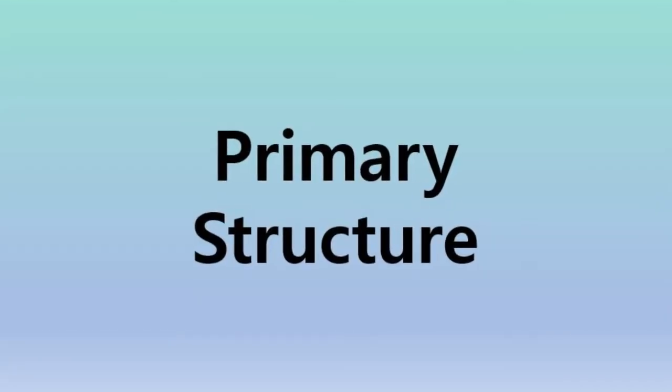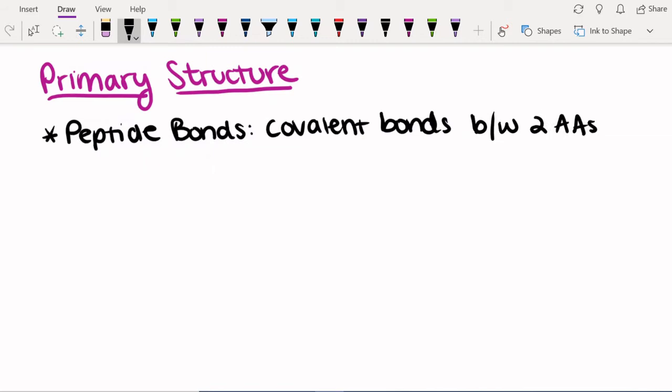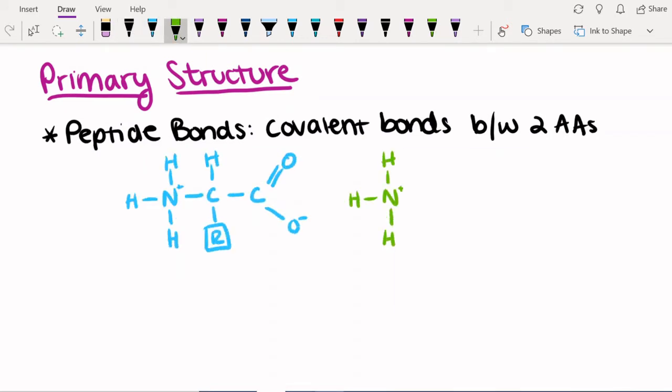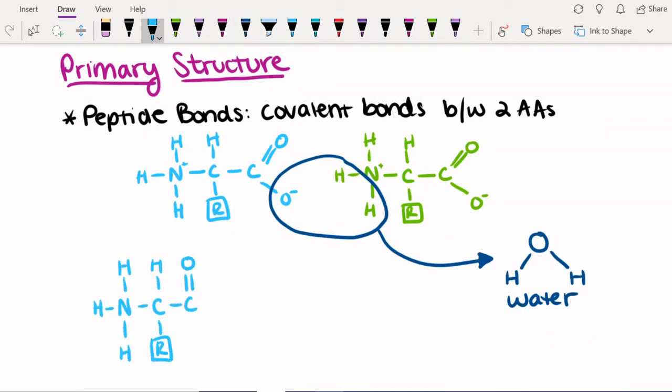Now, we're going to take a closer look at each level of protein structure, starting with primary structure. Primary structure, the chain of amino acids, is formed by peptide bonds. Peptide bonds are a type of covalent bond between amino acids. The peptide bond forms between the nitrogen from the amine group and the carbon from the carboxyl group.